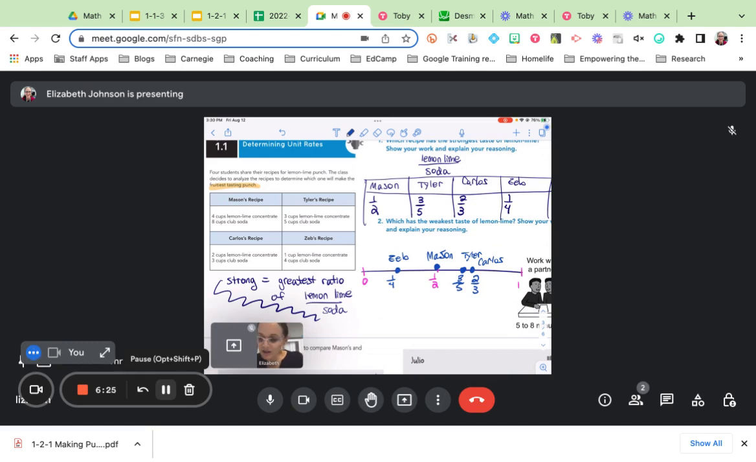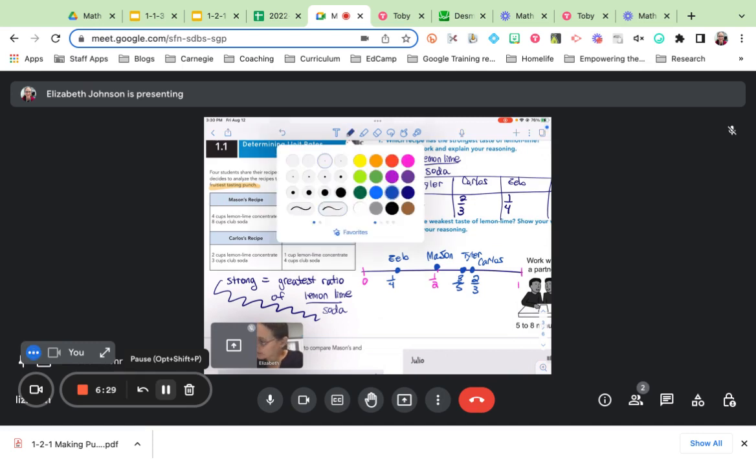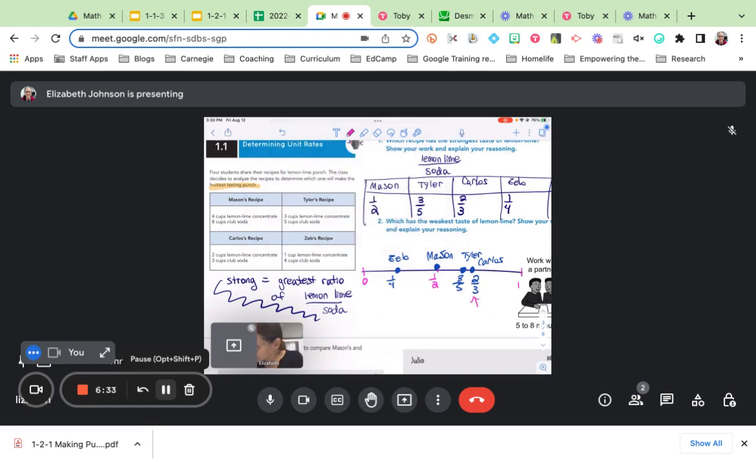So let's talk about who has the fruitiest punch. That would be Carlos. This one is the fruitiest. Now, who has the least fruity? You're right. It is Zeb. This is the least fruity.